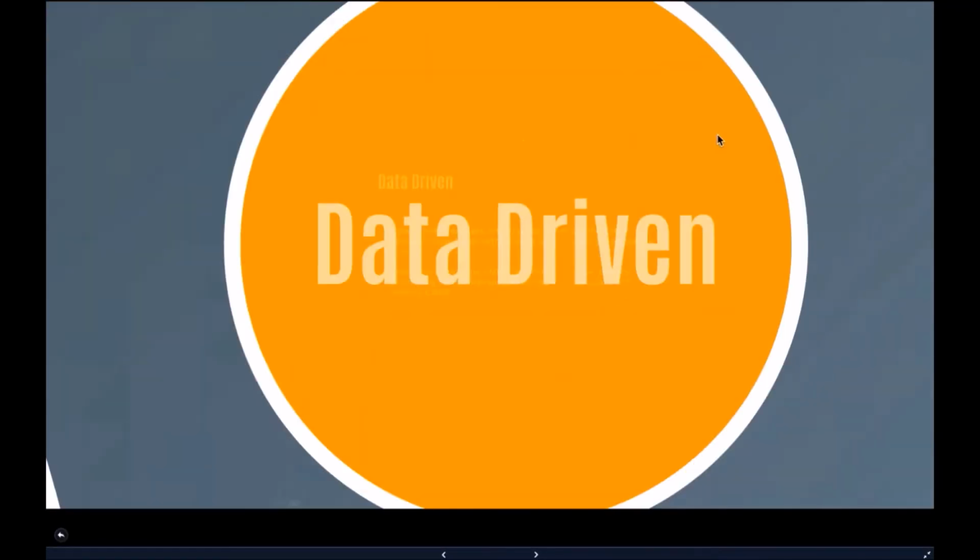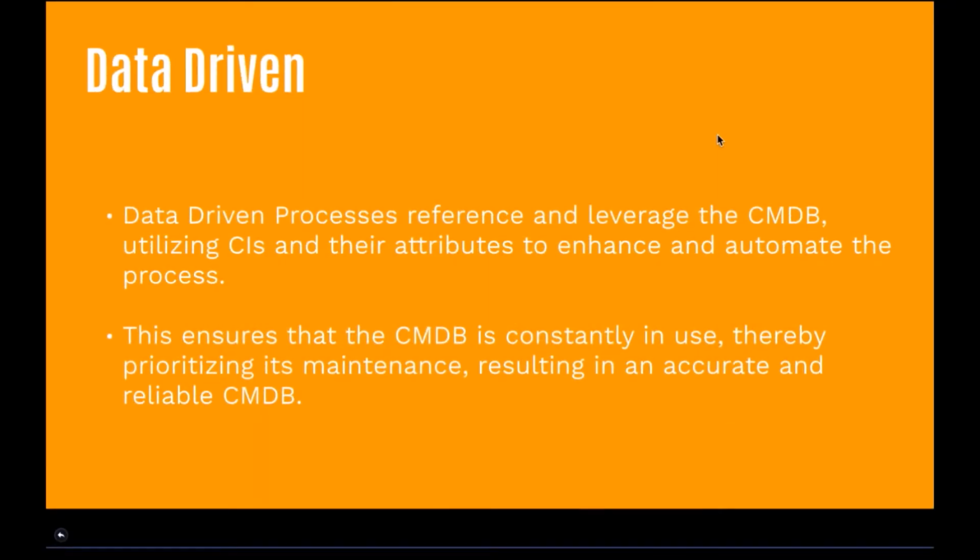The second is data-driven. This, of course, is aligned with the isolation problem that we had. What we want to do is have the data-driven processes reference and leverage the CMDB, utilizing CIs and their attributes to enhance and automate the process. Now, the second part is very important. It's not just about referencing.